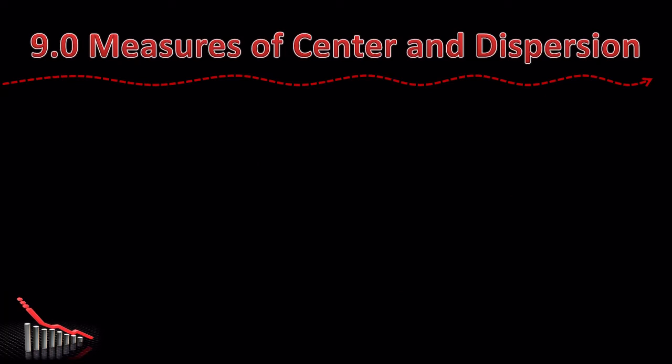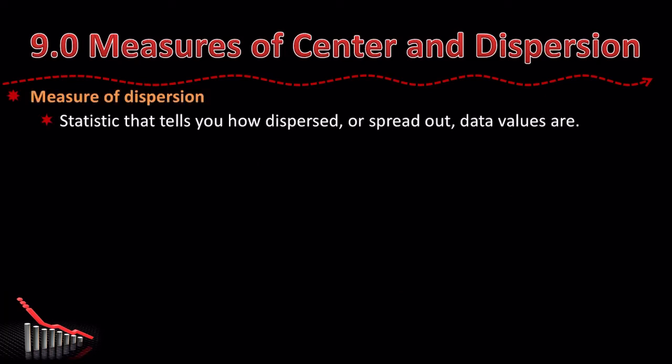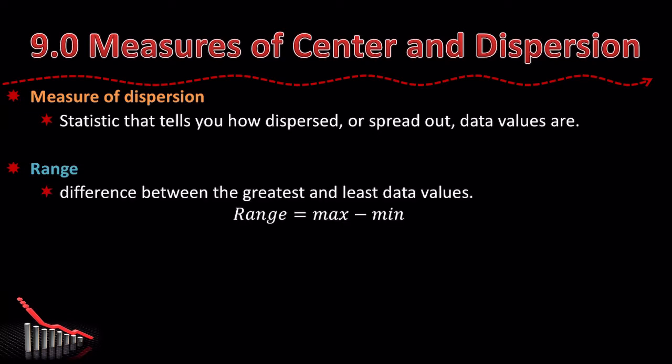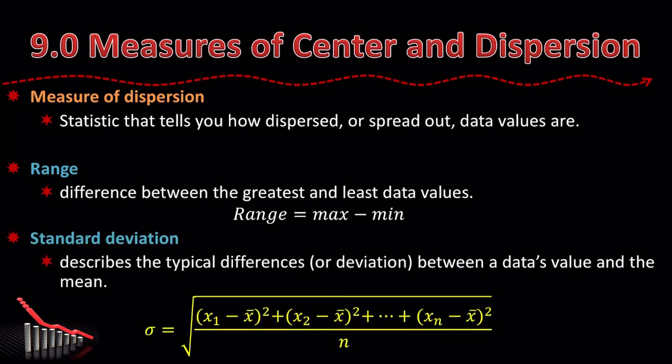We also have measurements of dispersion, which are a statistic that tells you how dispersed or spread out data values are. The simplest one is the range, which is the difference between the greatest and least data value. So it's the maximum number minus the minimum number. That's your range. The more common one is the standard deviation, which describes the typical difference, or deviation, between a data value and the mean.